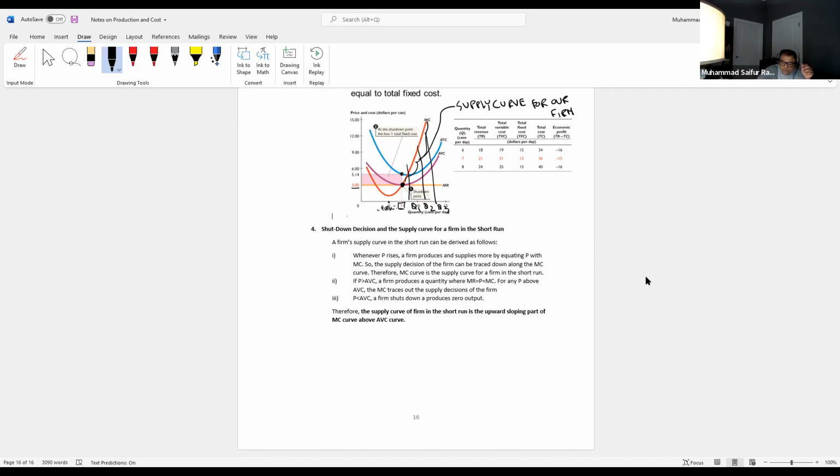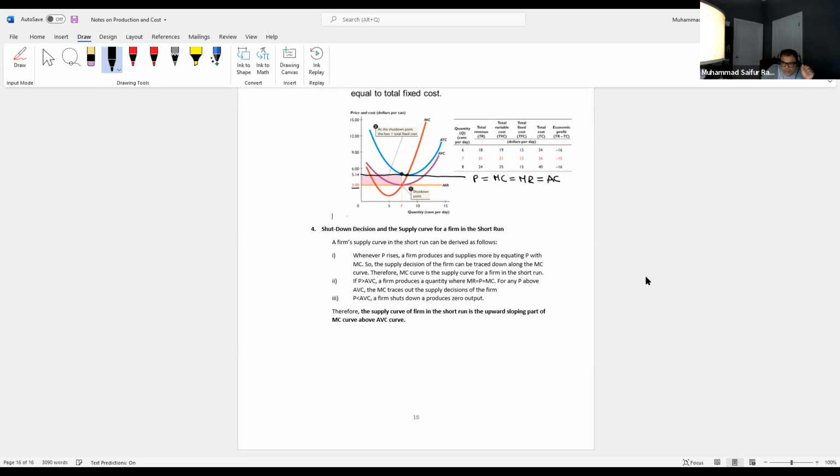Before I let you go, I would like to highlight one other point. That particular point arises where the market price is about $14. So at $14, notice something that is very, very interesting, right? At $14, your price is equal to marginal cost, is equal to marginal revenue, and it is also equal to average cost of production, right? Average cost of production.